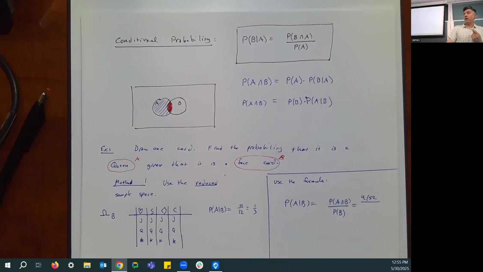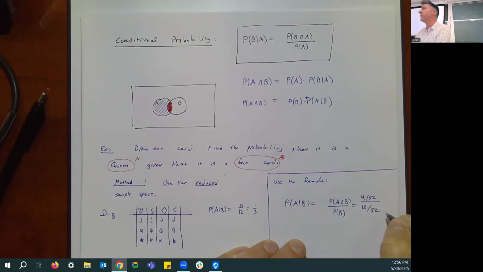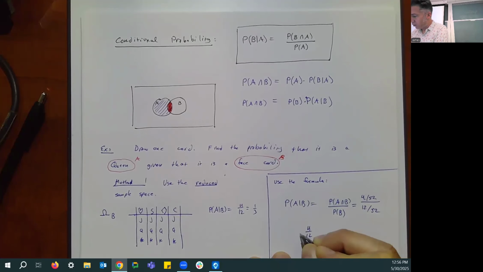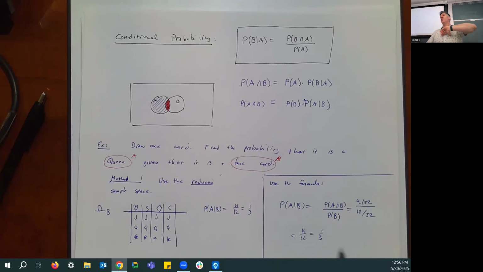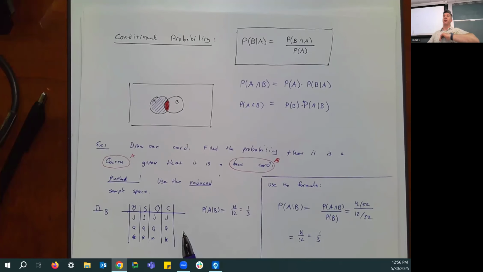How many face cards are there? Right, 12 out of 52. And oh, look, the 52s cancel. So you get 4 out of 12, which is 1/3. So both formulas work. Sometimes this first way of doing it is not really an option because you're not given the number of things or the set of things going on, and you're just given percentages to start off with. So sometimes you're stuck using this version of the formula, but both of these are valid, and it is often easier to look for this first kind of option than the second kind of option.